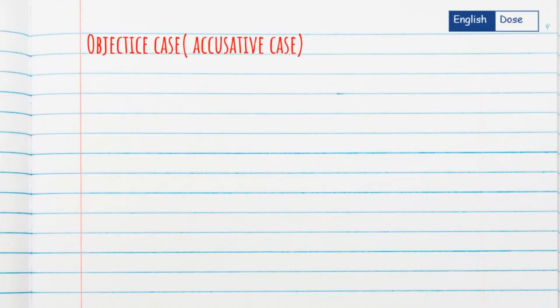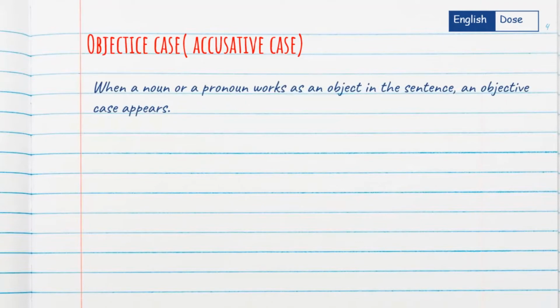Next, objective case, or it is called accusative case. What is objective case? When a noun or a pronoun works as an object in the sentence, an objective case appears. When a noun or pronoun functions as an object in a sentence, at that time it is called objective case.